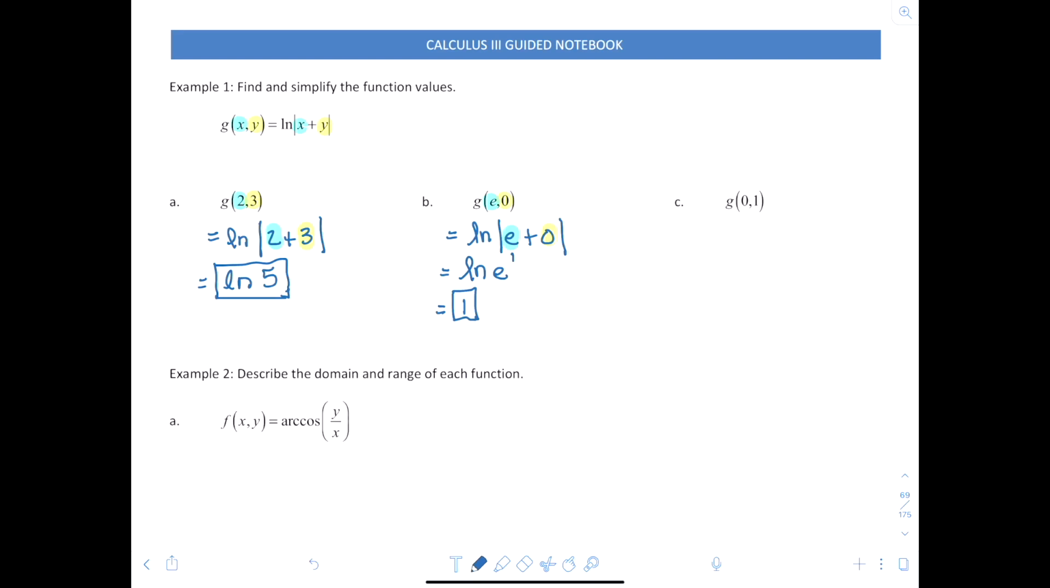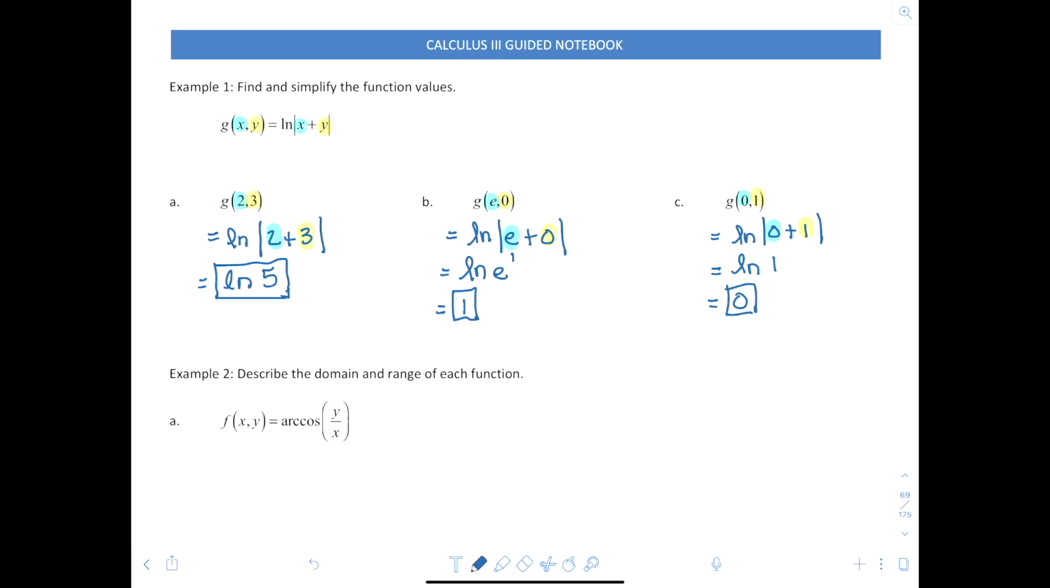Cool so far? All right, so next up, g at 0, 1 would be natural log of 0 plus 1 in absolute value. And that just gives us natural log of 1. The power to which we raise e to get 1 is, beautiful, 0. All right, so here we go.